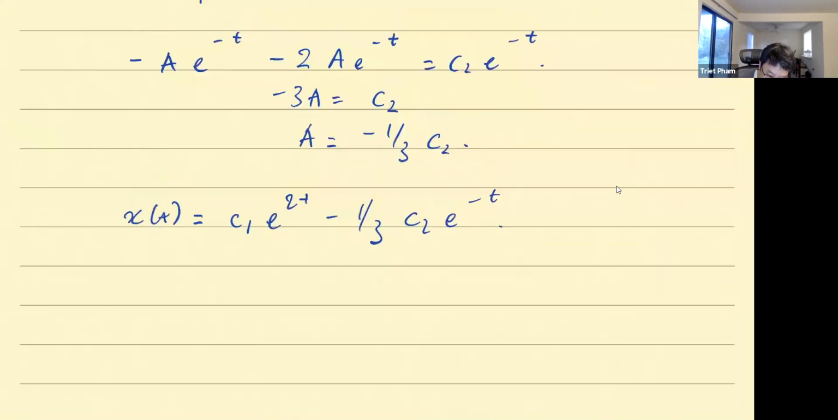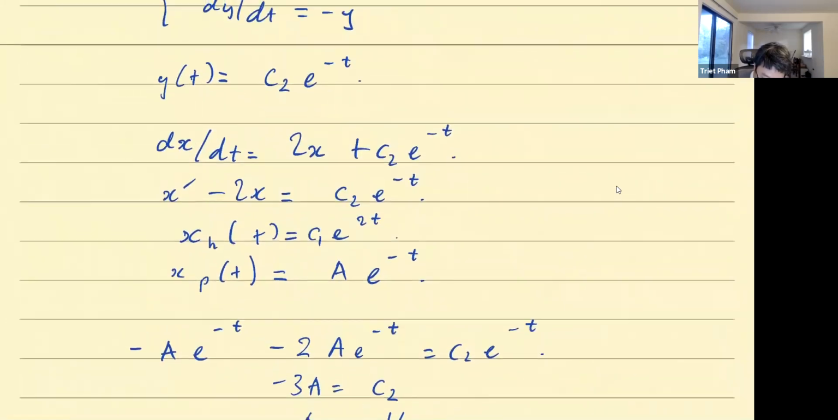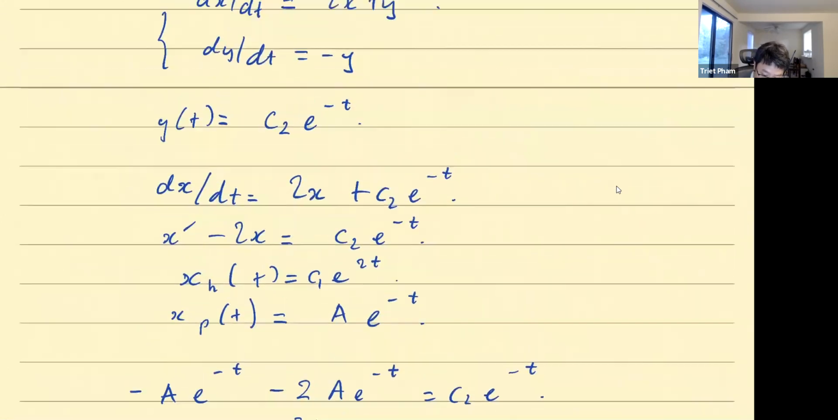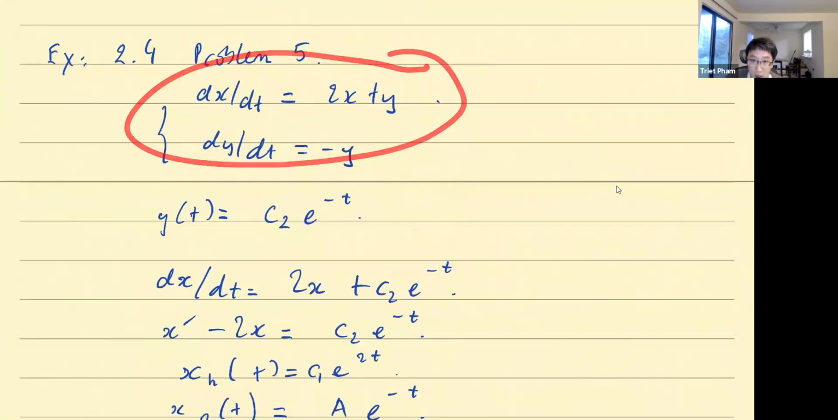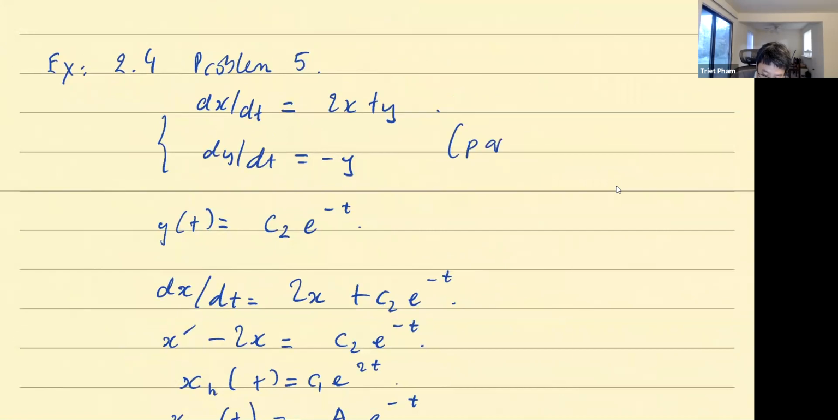So y of t is going to be C2 e to the minus t. All right. So that's a solution to a system, explicitly, analytically. Now, any question here? So this is the solution to this. The book called it partially decoupled, but I call it triangular, whatever.